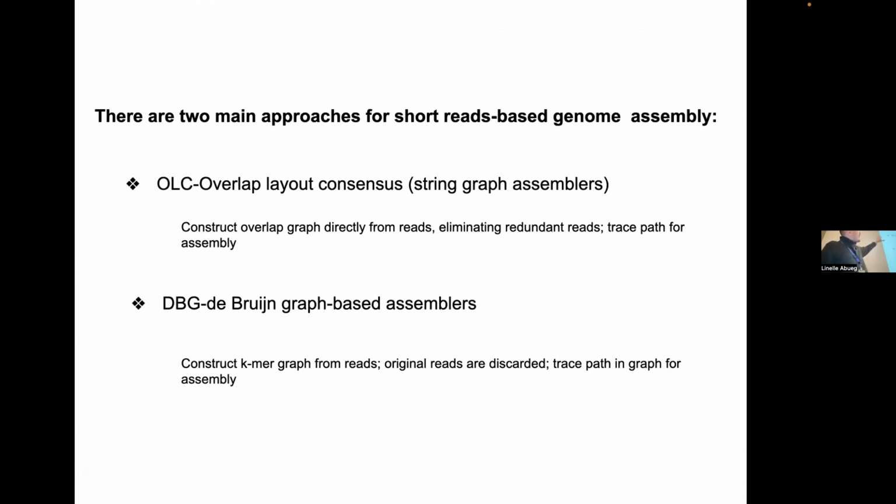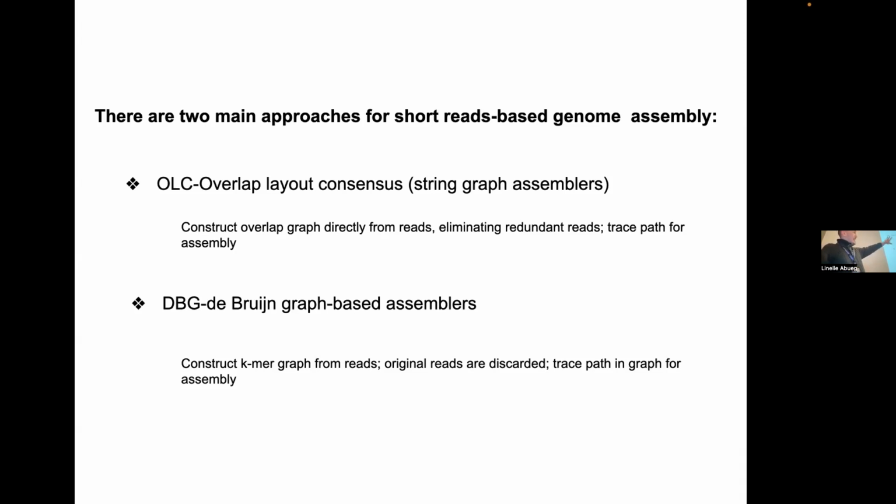So the first one is this OLC, overlap, layout, and consensus, or string graph-based assembly, which constructs an overlap graph directly from the reads and eliminates redundant reads, because of course you want to try to make it a fast process. We have computers that are really fast, but still we're talking about hundreds of thousands or millions of reads. So we have to do something that can finish in a lifetime for sure, but also in a few hours if possible.